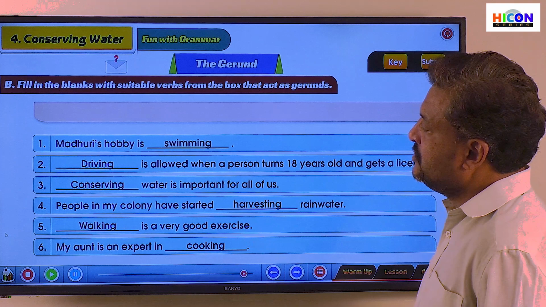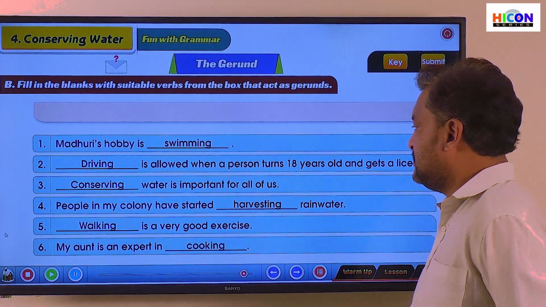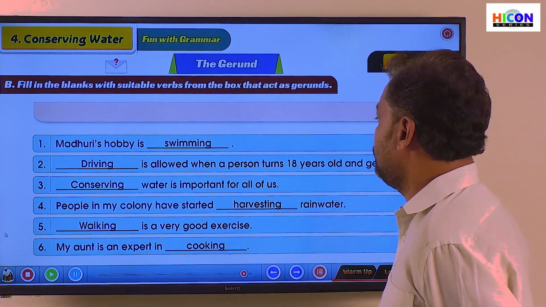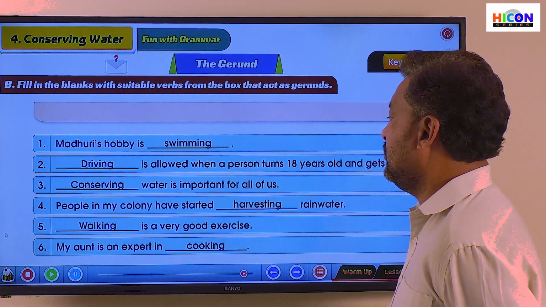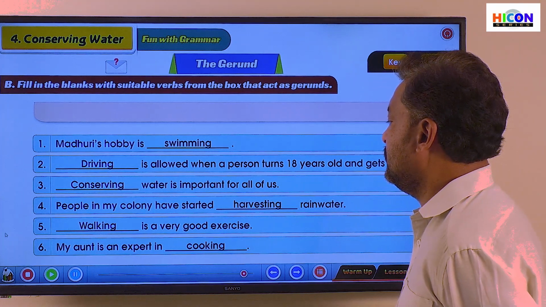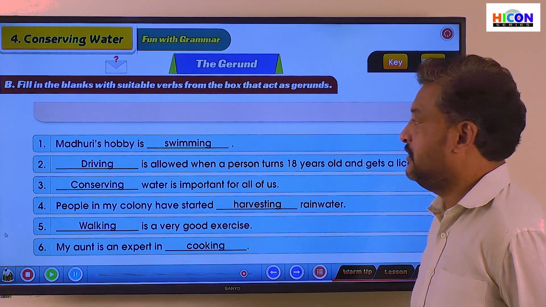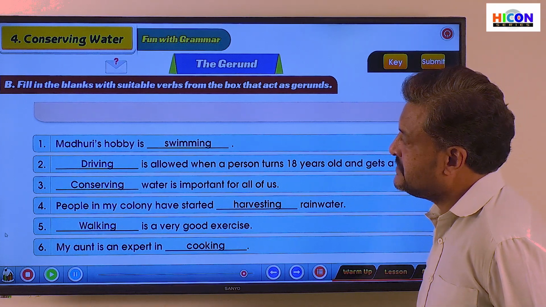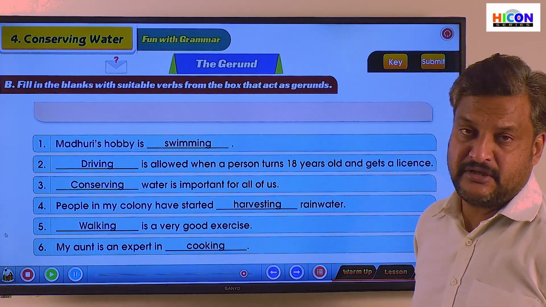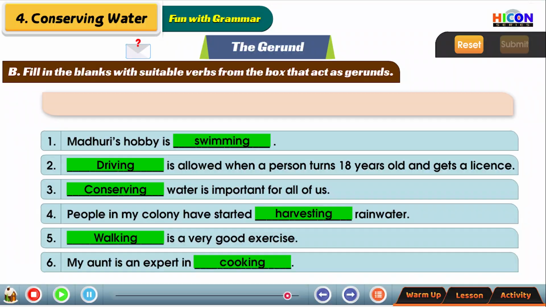Okay. So Madhuri's hobby is swimming. Driving is allowed when a person turns 18 years old and gets a license. Conserving water is important for all of us. People in my colony have started harvesting rainwater. Walking is a very good exercise. My aunt is an expert in cooking. Okay, so that's it, the exercise part of gerund. And now I will keep this screen the same for another minute so that we can read these sentences once again thoroughly.